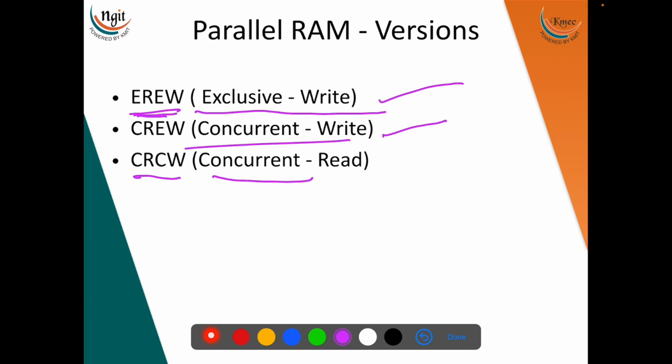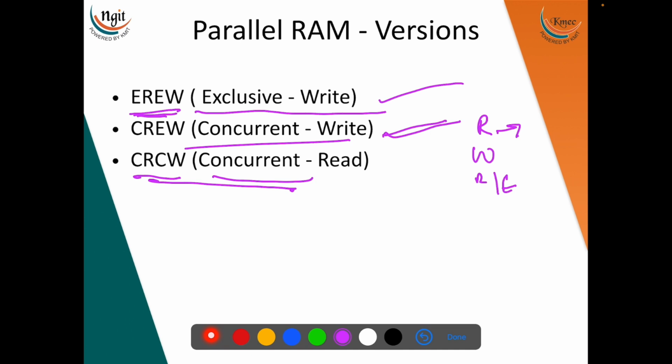And the next is CREW, the concurrent read and exclusive write PRAM, allowing more than one processor to simultaneously read from the same memory cell but restricting concurrent writes. And the third is what? If more than one processor is allowed to simultaneously write to the same memory cell, it is the most powerful model, the concurrent read, concurrent write PRAM.